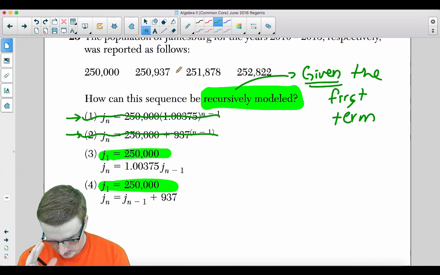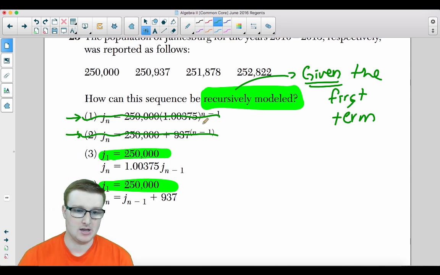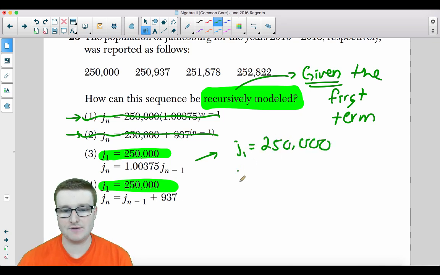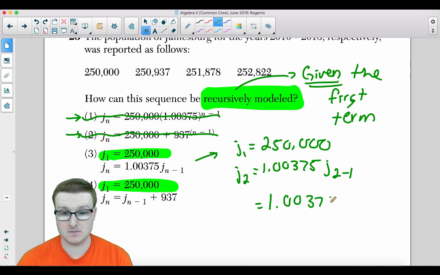Okay. You got to take it slow with this. Take a look at choice 3. You have this number and you have this wacko number here, and you're trying to find the answers. So we're given for this one, j of 1 equals 250,000. Let's now find j of 2. J of 2 is 1.00375 j sub 2 minus 1. Well, j sub 2 minus 1 is the same thing as j sub 1, and we know what j sub 1 is. It's this one, 250,000. So I'm just going to multiply this number times the 250,000.